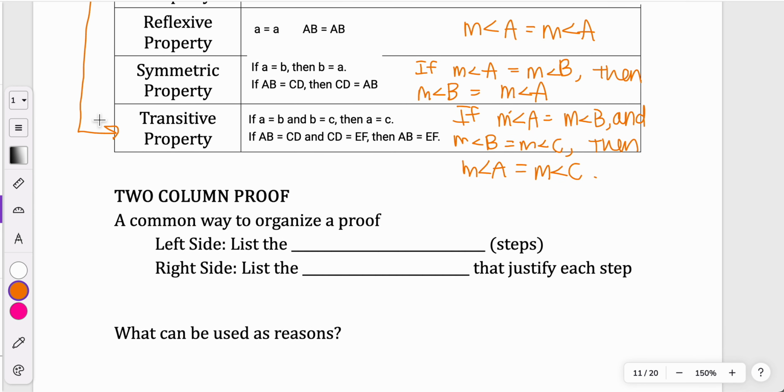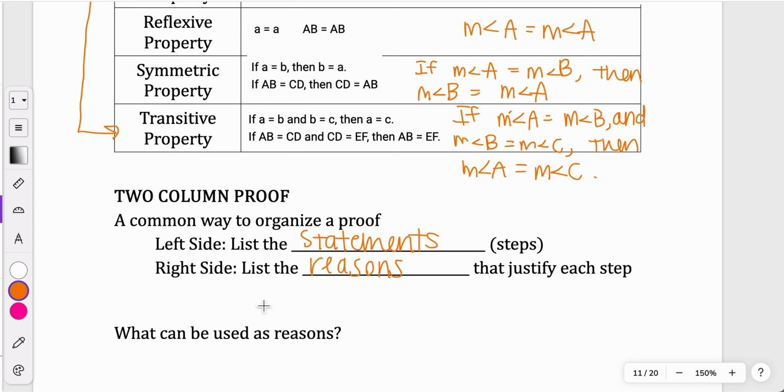Okay, two-column proof is where we're going to focus. A two-column proof is a common way to organize a proof. It's actually my favorite way. So on the left side of our proof, we're going to list the statements, which is going to be showing our steps and how we're working through the problem. The right side is when we're going to list the reasons, and that's going to help us produce evidence that justifies each step.